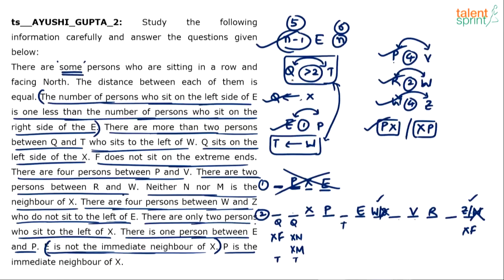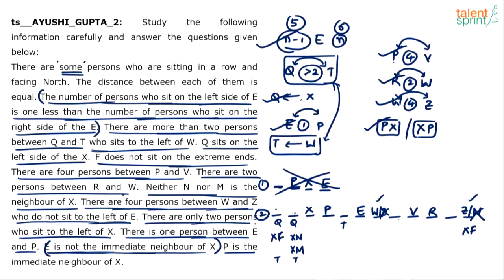But then we should also have the arrangement in such a way that there are more than 2 persons between Q and T. So for example, if Q is taken in the first position, there have to be more than 2 persons between Q and T, meaning at least 3 persons. Minimum 3 persons have to be there. So if Q comes here, 1, 2, 3, and T can take this position. In my view, Q cannot come in the second position. We can rule out the second position for Q.